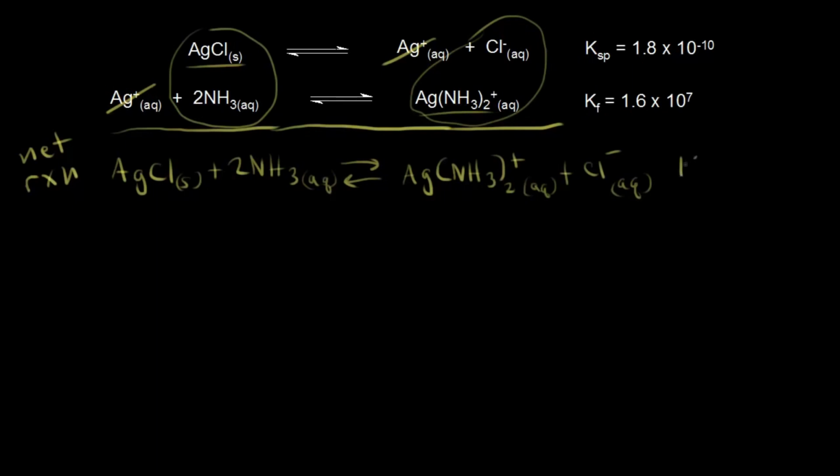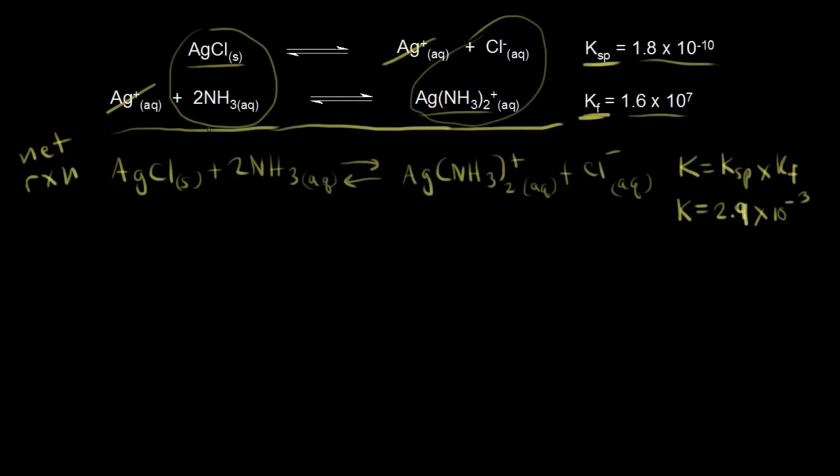If we added those 2 reactions together to get our net reaction, we have a new equilibrium constant, which I will call K. And if you add 2 reactions together to get your new equilibrium constant, you multiply the equilibrium constants of those 2 reactions. So K is equal to Ksp times Kf. So if you did that calculation, 1.8 times 10 to the negative 10 times 1.6 times 10 to the 7th, you'll get your new equilibrium constant. I won't do it here just to save some time, but if you do that, you'll get 2.9 times 10 to the negative 3rd.